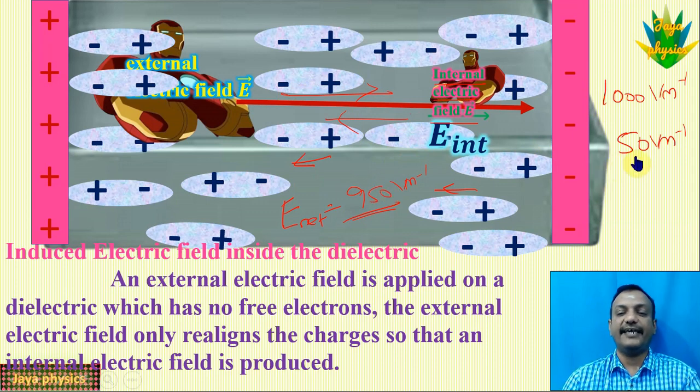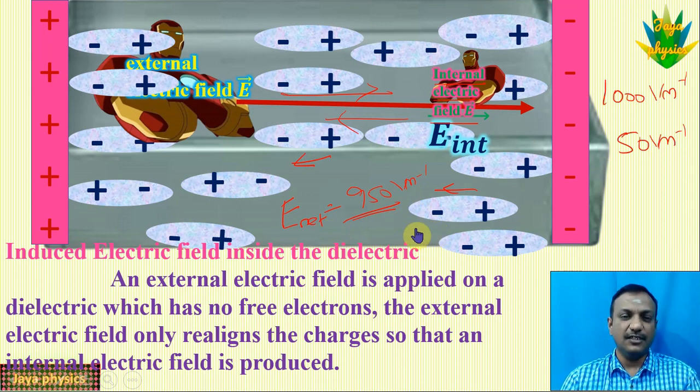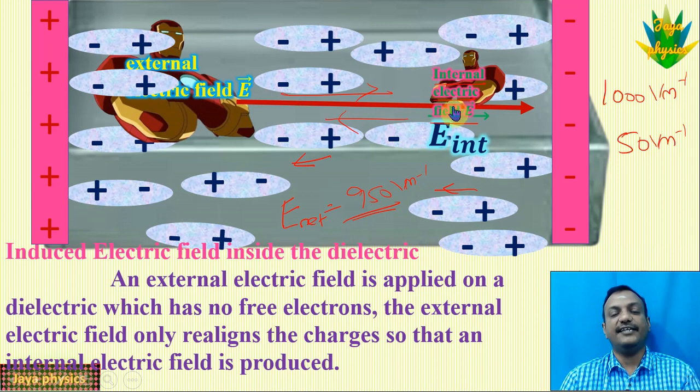So when you place a dielectric in an electric field, will there be a net field inside the dielectric? Definitely there will be. How much? 950 volt meter power minus 1. It is an example only. So the net field will be the difference between the external electric field and the internal electric field.